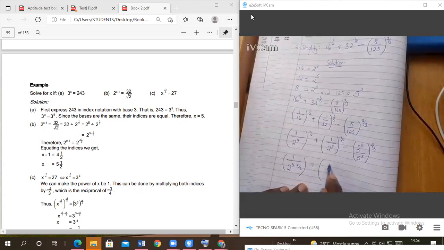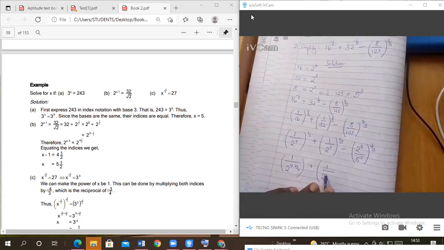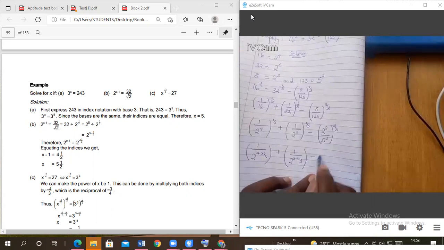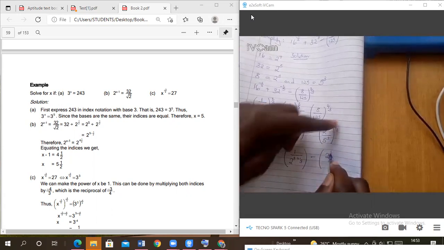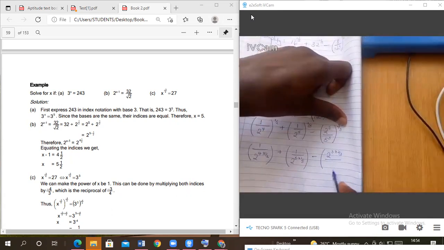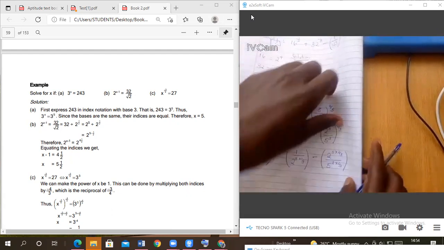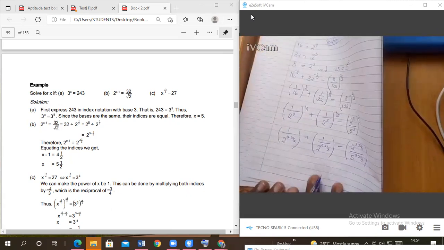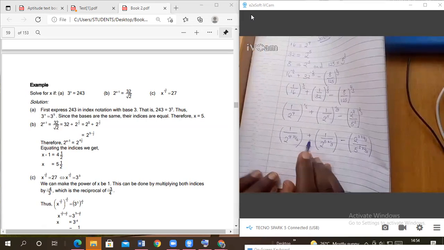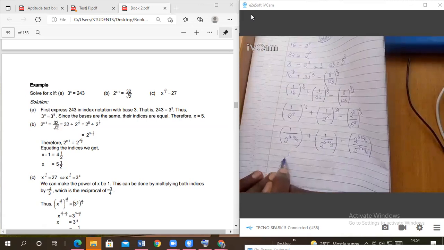Plus 1 out of 2 to the power 5 times 5. Minus 2 out of 3 times 2 out of 3, out of 5 to the power 3 times 2 to the power 3. Are we together there? Yes. So what do we get here? Here we shall get 1 out of 2 by 2.